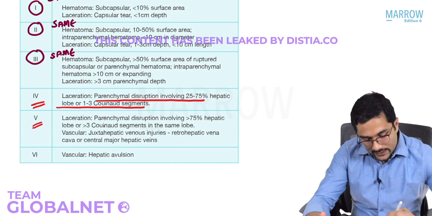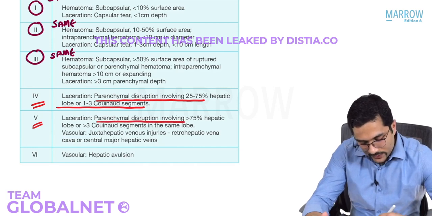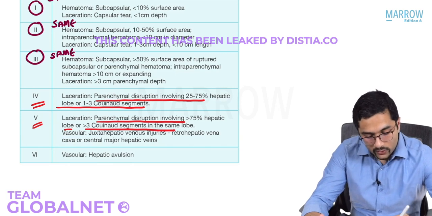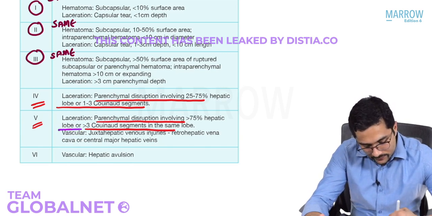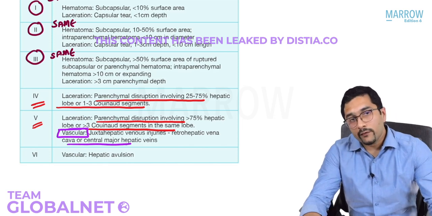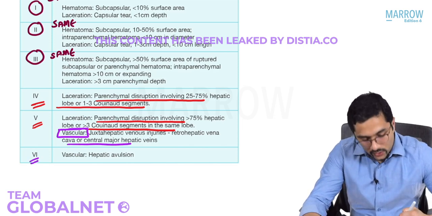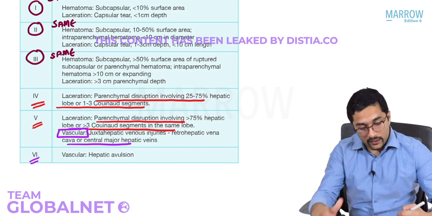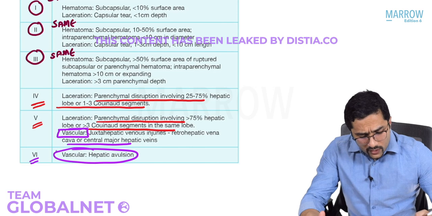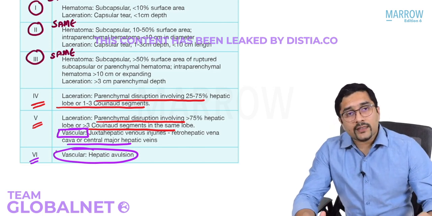Grade 5 is when there's laceration of more than 75% of the hepatic lobe or more than 3 Couinaud segments, or there is vascular injury. That also comes under 5. And 6 is also different. 6 wasn't there in spleen. 6 is when there is a hepatic avulsion. So these are the various grades which are there.